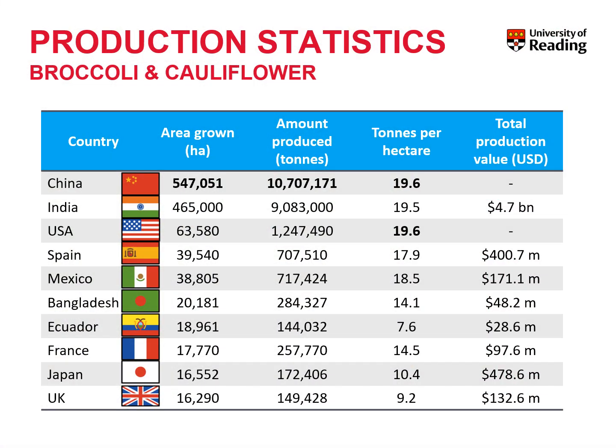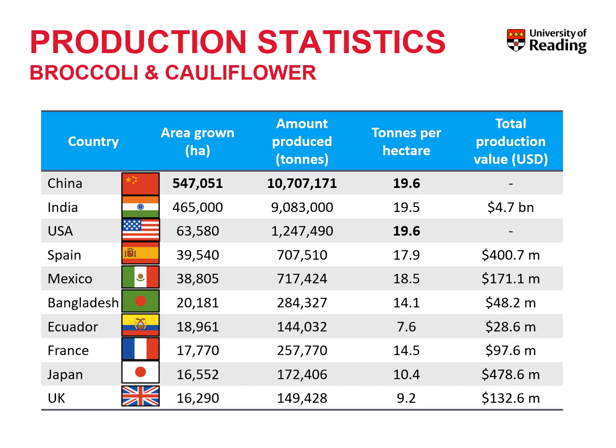So in terms of production statistics, again, unfortunately, the FAO statistics bundle broccoli and cauliflower together, so I'll cover both within this slide. Again, China is the biggest producer of broccoli and cauliflower in the world, producing about 10.7 million tons in 2019. India, likewise, is a big producer, and also the USA, where crops can typically be grown all year round. There are other big producers in Europe, such as Spain and France, but also, again, Mexico.